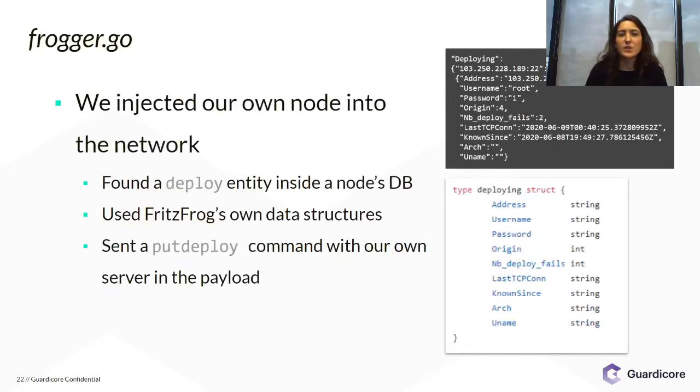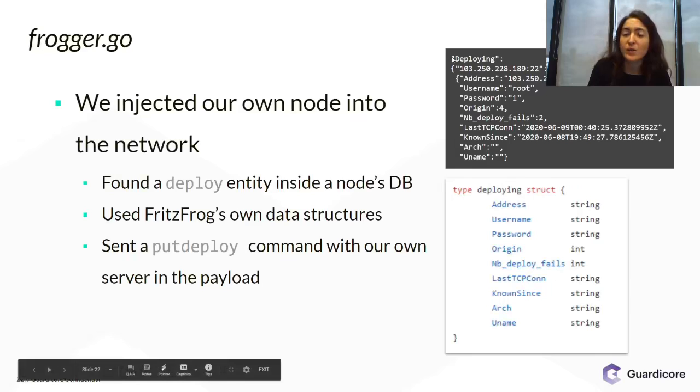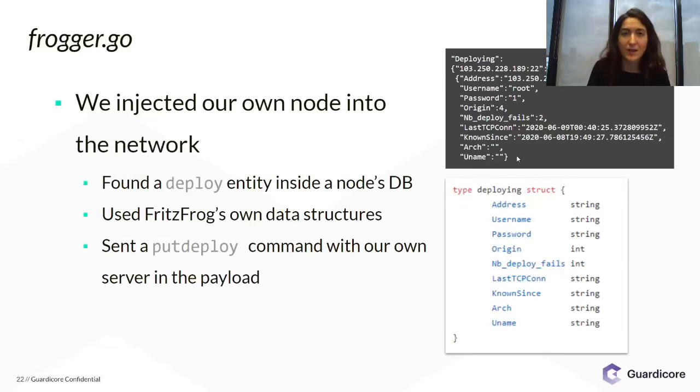One of the things we wanted to do was to inject our own SSH server to the Fritzfrog network. And to do that, we had to kind of tell one of the nodes that there's a new breached SSH server which can be infected. To understand how such nodes or such victims were represented, we sent a getDB command to one of the nodes in the wild, and in return we got the full database, part of which was the representation of deploy entities. A deploy entity is a successfully breached SSH server, which was not yet infected with the malware.